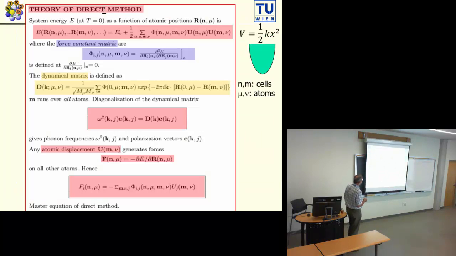Now, phonons are calculated by the direct method. That means you expand the total energy as a product of force constants, matrices, times displacements, U. And once you have these force constants calculated, you can set up what is called the dynamic matrix. This is a mass-weighted quantity of those force constants times an exponential, with a certain q vector of your phonon eventually involved. And by diagonalization of this dynamic matrix, you get then the square of the phonon frequencies and the polarization vectors. That means the displacement, how a phonon displaces all your atoms in your crystal.